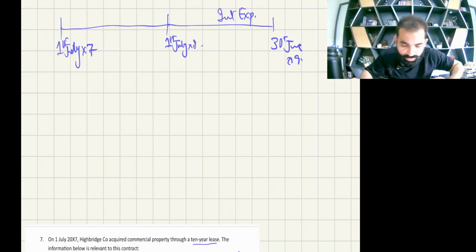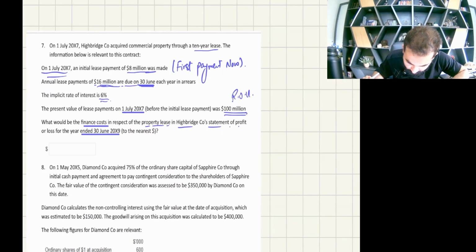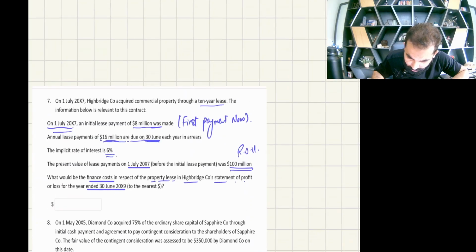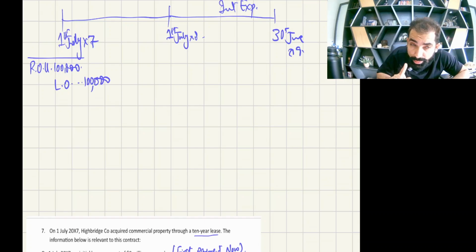Now wait. Initially, you'll make the entry ROU debit. It's, I think, 100 million. Let's make it 100,000. ROU debit 100,000 and lease obligation credit 100,000. I am not writing all the zeros, because 100 million means many zeros. So ROU debit, lease obligation credit.